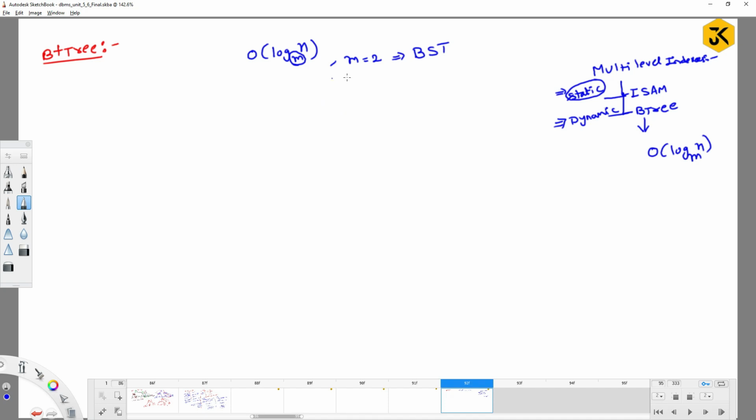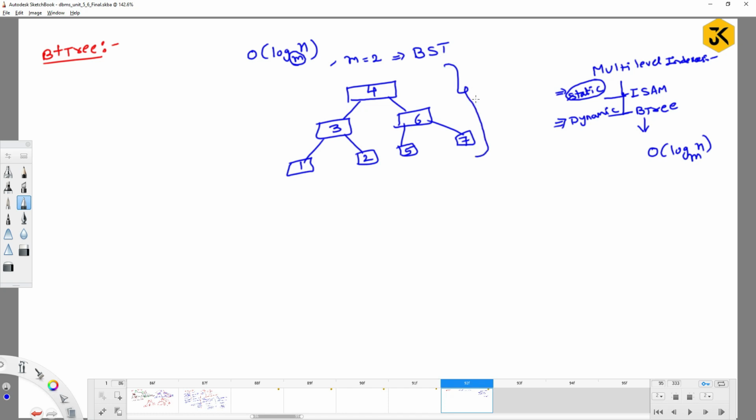Suppose, for example, we are going to have huge data, say 10,000 records. If I draw this kind of tree, my data is distributed over all the levels. Something like 4, and here it might be 3, 1, 2, 6, 5, and 7. So what is the meaning of this? It is a B-tree of order 2, meaning that the maximum number of children is 2. Now, how is your data distributed? Your data is distributed over all the levels, yes.